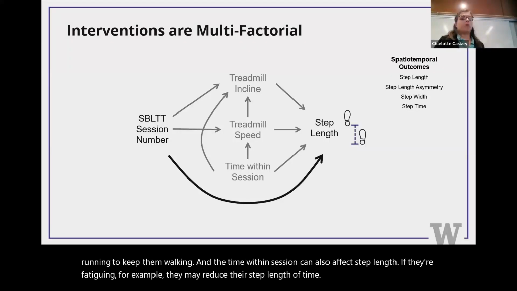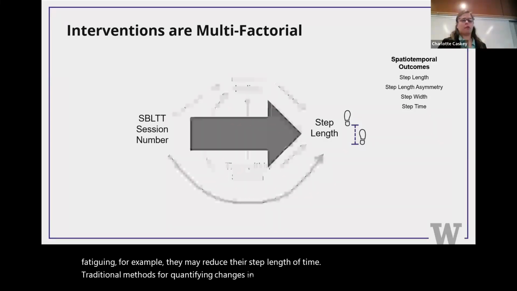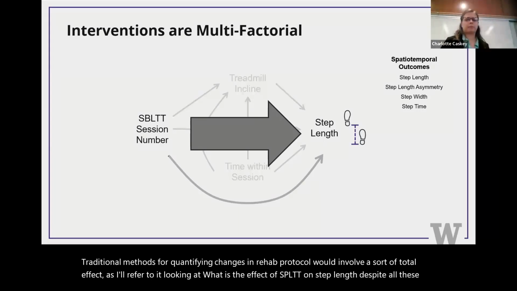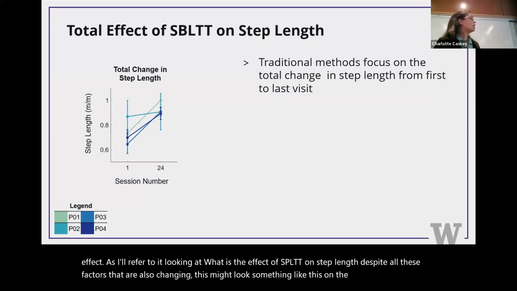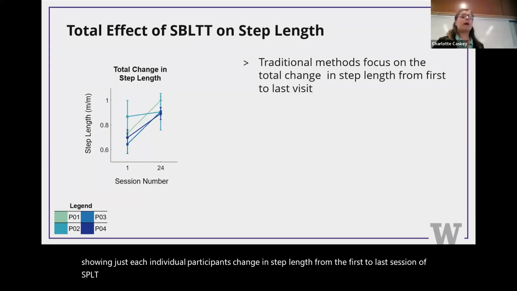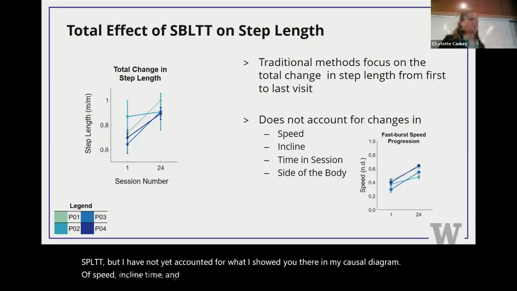Traditional methods for quantifying changes in a rehab protocol would involve a sort of total effect, as I'll refer to it, looking at the effect of SPLTT on step length, despite all these factors that are also changing. This might look something like this on the left, where I'm showing each individual participant's change in step length from the first to last session of SPLTT. But I have not yet accounted for what I showed you in my causal diagram: speed, incline, time in session, or even side of the body.